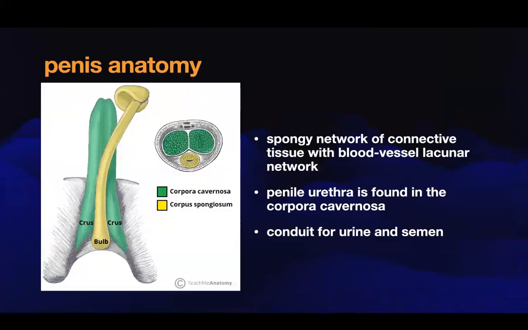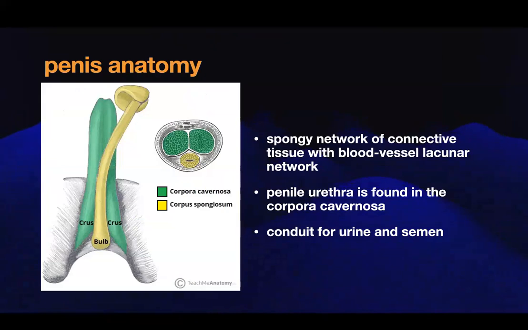Now, the penis anatomy is basically a collection of two types of spongy connective tissue network. It's very spongy, filled with a lot of blood vessels, and it's going to make sense why, because the whole concept of the penis is an external structure that gets hard.